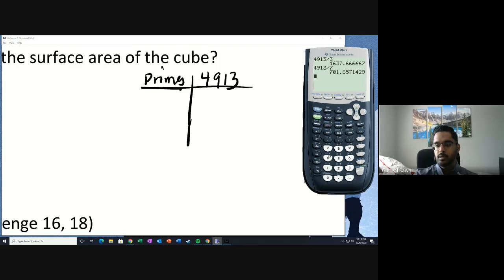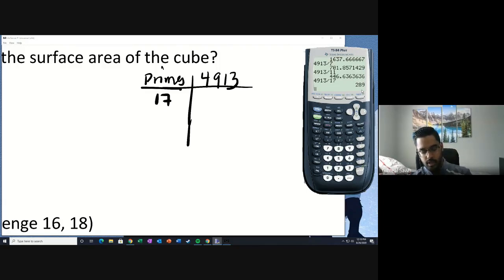Not divisible by 7. Next prime is 11. Let's try that. That doesn't work. So I've got to try one more. The next prime up is 17. And that one works. So 17 is a prime, 289.